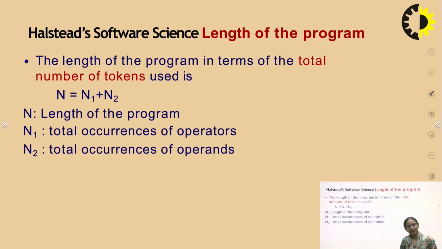Another important metric is the length of the program, which is equal to N1 plus N2. What it says is the length of the program in terms of the total number of tokens. So, N1 is the total occurrences of the operators, and N2 is the total occurrences of my operands.